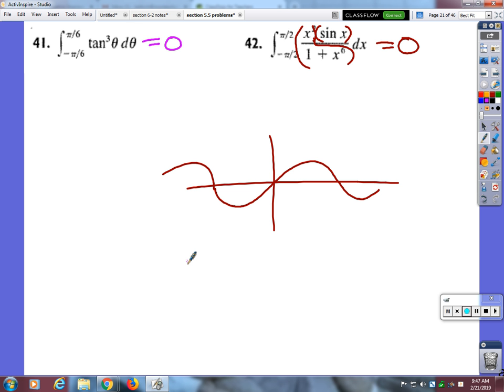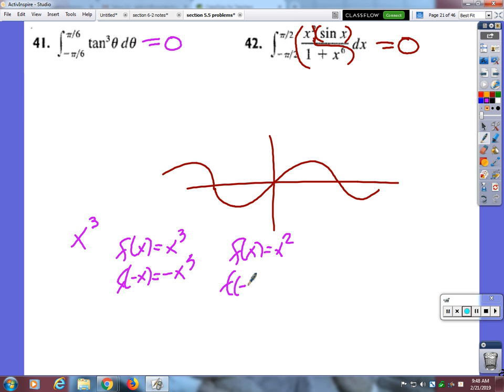Like the easiest odd function in the world is just, well, the easiest one is x, but if we go x cubed, the reason why that's an odd function is because if I plug in x, I get x cubed. If I plug in negative x, I get negative x cubed. So I plug in the opposite thing and I get the opposite answer. Okay? An even function like x squared, if I plug in the opposite, I get the same answer. This is called an odd function, and this is called an even function.